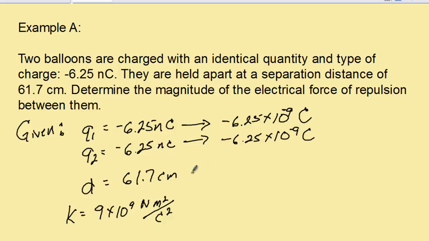Now you've got to pay attention to the distance here too, because this is in centimeters and we need to be in meters. So 61.7 centimeters, divide that by 100, we get 0.617 meters of separation. And so now we've got all the units that we'd need to be able to solve the problem. Let's go to the next page and do that.